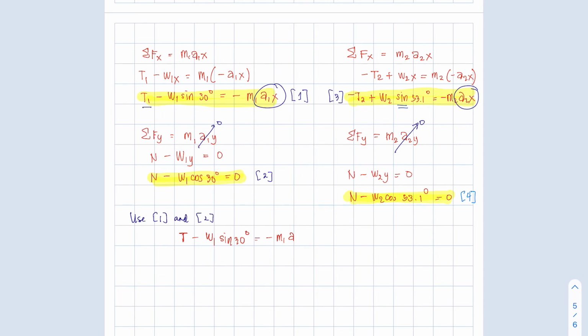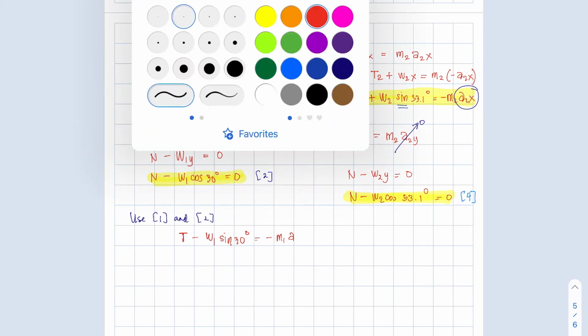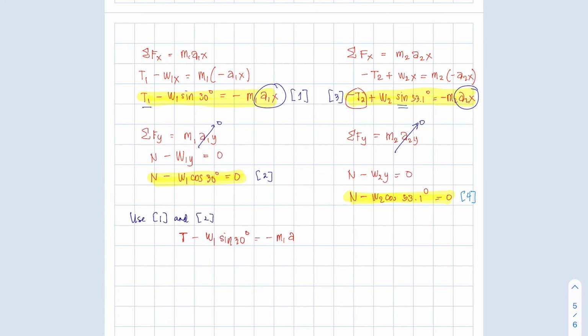At saka yung T2, susulat ko yung T2 beneath this one. So yung equation 3 rather. Yung T2 na sinasabi ko kanina, that will just be written again as just T. Pero negative T yan. Negative T, tapos plus W2 sine of 53.1 degrees equal to negative M2 at saka yung A2x, sinasabi ko na kanina, that will just be A.